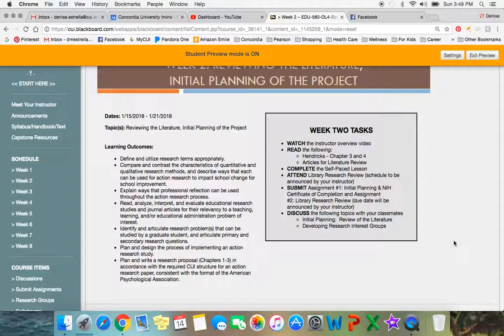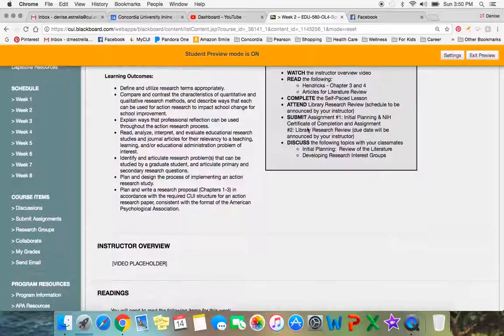You will identify and articulate your research problem that can be studied by a graduate student and articulate primary and secondary research questions. You will plan and design the process of implementing an action research study, and you will plan and write a research proposal in accordance with the required CUI structure for an action research paper, consistent with the format of the APA. So over here we have a short summary of week 2. I'm going to give you some more details below.